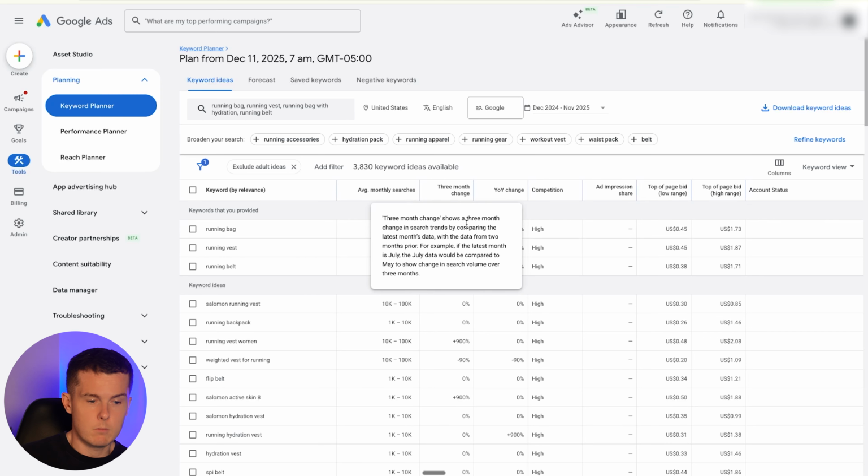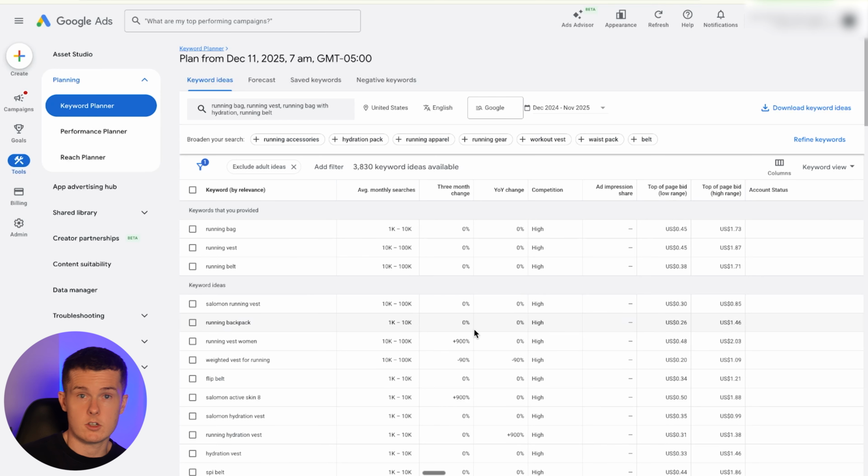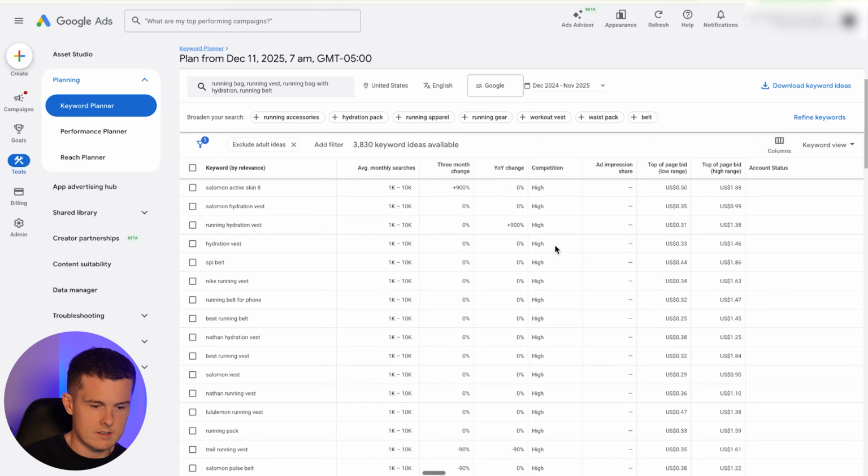It gives us a 3-month change. So are these terms increasing in popularity, and if so, by what percentage in the last 3 months relative to the 3 months prior? Year on year change then, are these terms getting more popular with each year that passes? Competition is next. So what level of competition can we expect to see on these particular keywords? So you can see they are all marked as quite high.